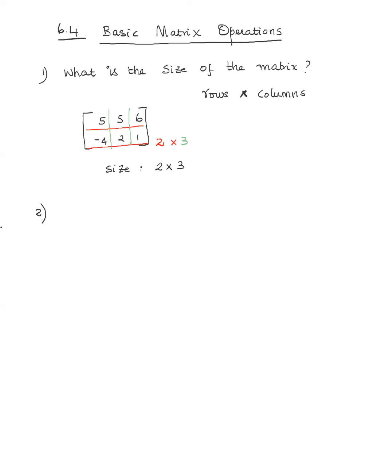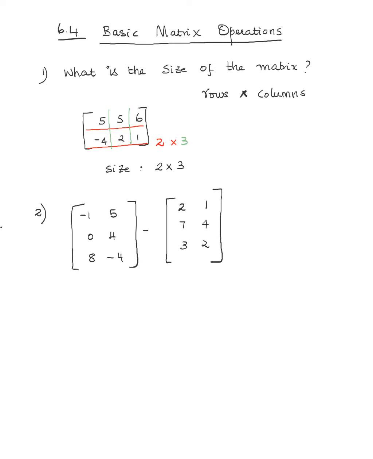And number 2, it says perform the indicated operation. That means we have to subtract two matrices. When you're subtracting or adding, we have to have the same size. Otherwise, we cannot add or subtract. So this problem is subtraction.